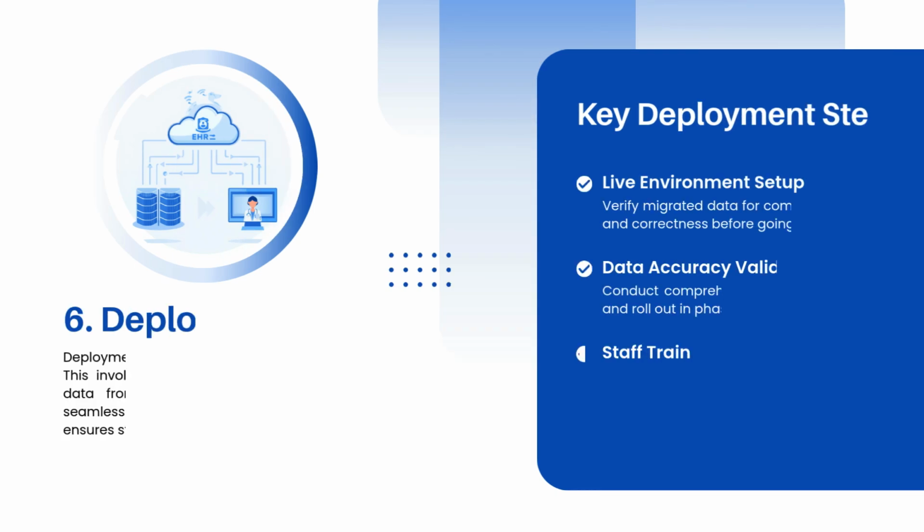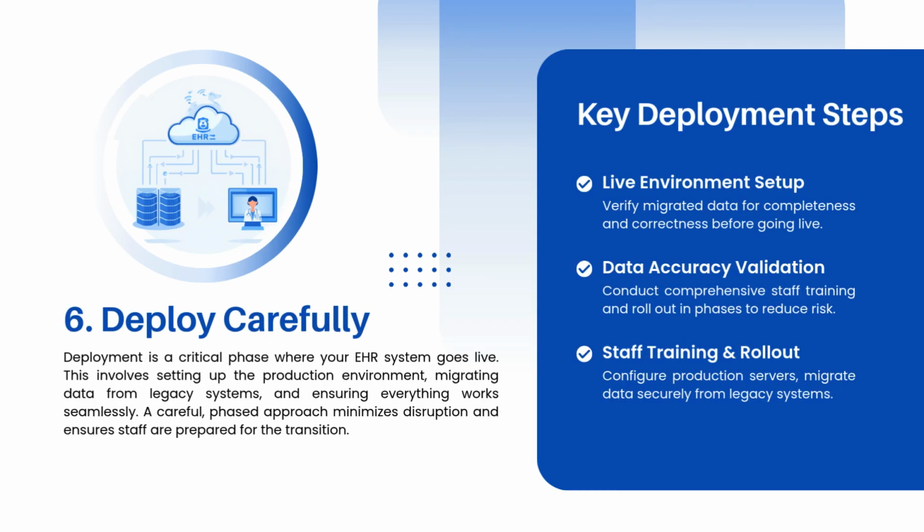The deployment stage is when the EHR system is prepared and released for real use. At this point, the focus is on moving the system from the development environment into a live environment where staff can access it safely and reliably. It includes setting up the live environment, moving old patient data, checking data accuracy, training staff, and monitoring early issues.